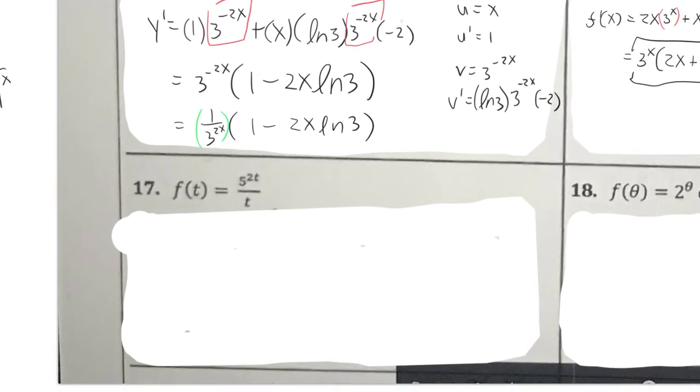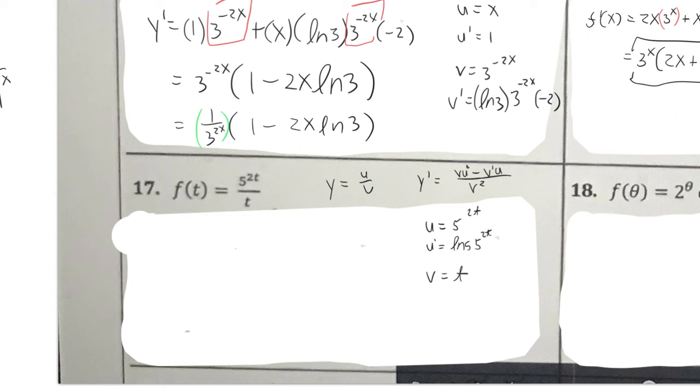Problem number 17, I would say that's a quotient rule as far as I could tell. So if it's the case that you have y equals u over v, then y prime is going to be v squared on the bottom, v times u prime, minus v prime times u. So once again, just sort of writing down the u and the v. u would be 5 to the 2t. The v would be just t itself. And u prime is therefore going to be ln of 5 times 5 to the 2t.